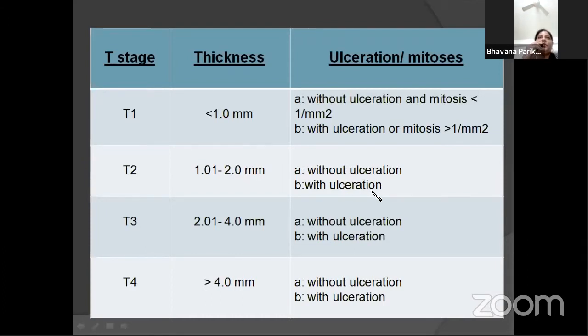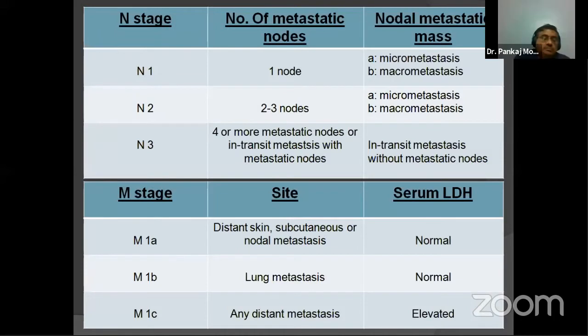T1A is less than 0.8 millimeter without ulceration. T1B is less than 0.8 millimeter with ulceration, or 0.8 to 1 millimeter with or without ulceration. So this is the subclassification into T1A and T1B. N1 is one metastatic node with micro or macro metastasis. N2 is 2 to 3 nodes, and N3 is 4 or more metastatic nodes or in transit metastasis with metastatic nodes. M staging is in M1A.